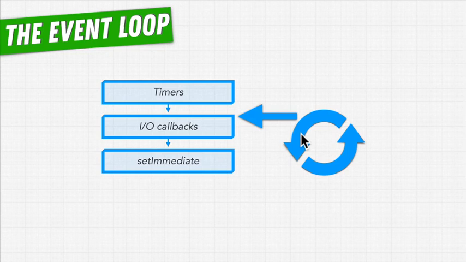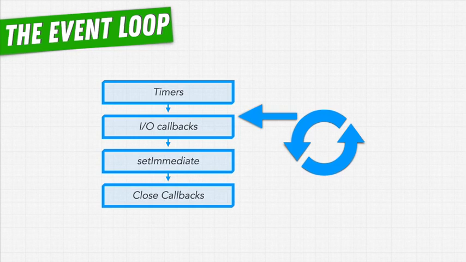Before we move on to that next tick, there's one more phase, the close callbacks phase. This is for when you close a file or a network connection, and you have a callback that executes when that connection is closed. That's what goes in this last phase. When all of the close callbacks have been processed, the event loop cycle begins again. And it goes through this list of different functions that it needs to execute.